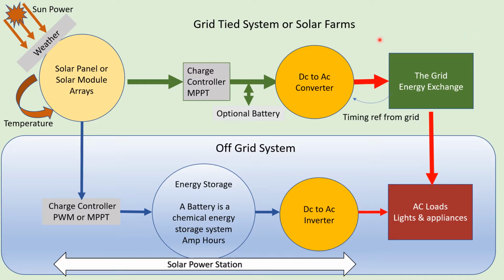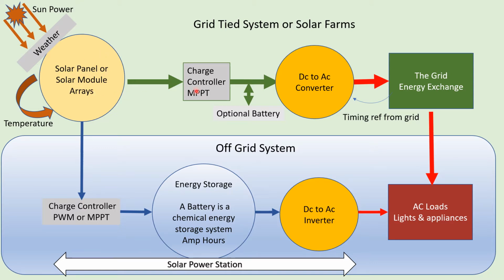We got our sun energy that passes through the atmosphere, which has weather in it. And we have a group of solar panels or modules or arrays, whatever you want to call it. That's the main input to creating electricity from the sun. Now we have a side effect caused by the temperature, and it's basically caused by the sun as well, that affects the solar panel performance.